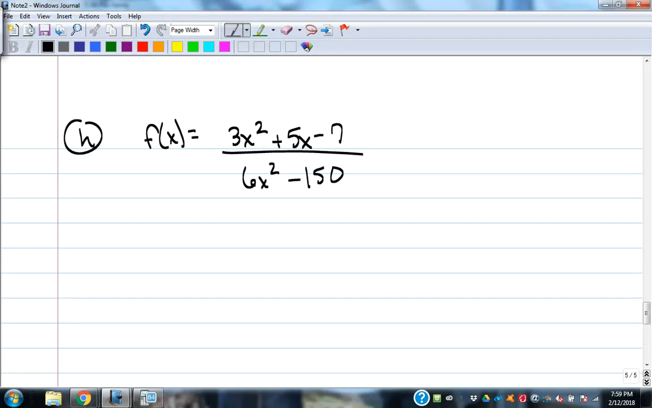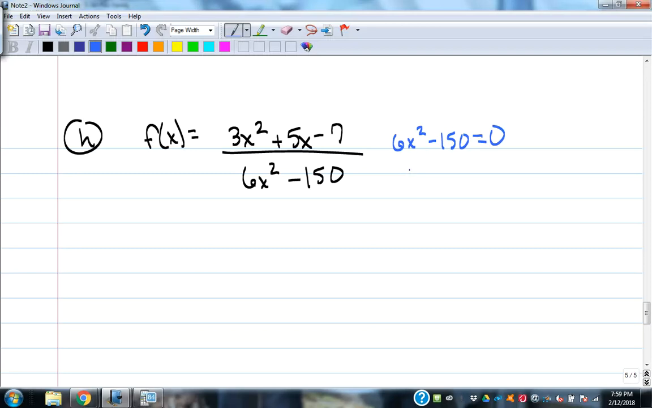All right. What do we do first? Domain. How do we find domain again? Set the denominator equal to 0. What method are we going to use to solve that? What's the name of that? Difference of squares. Good. Difference of squares method of factoring.